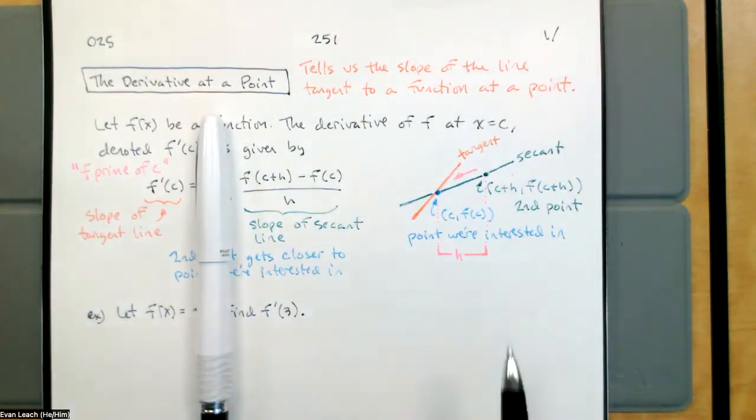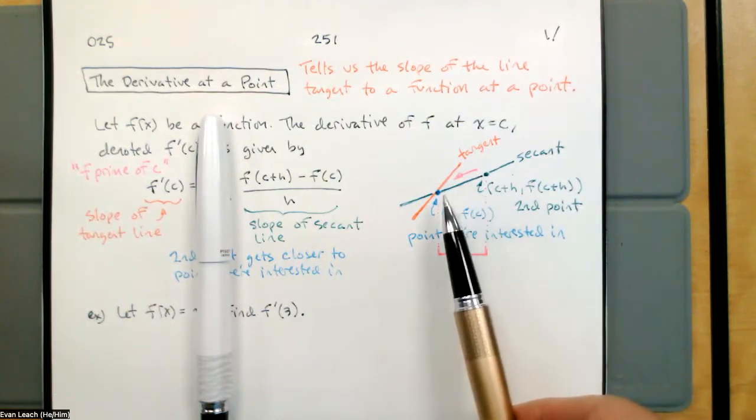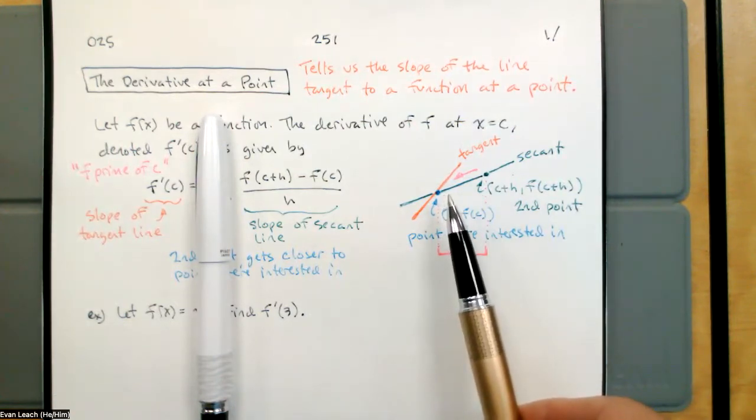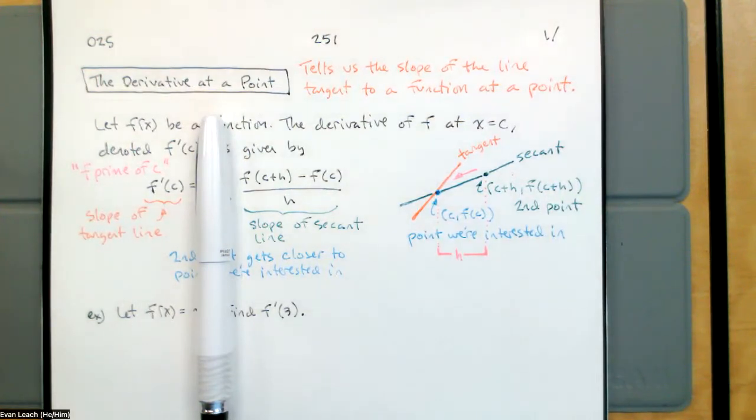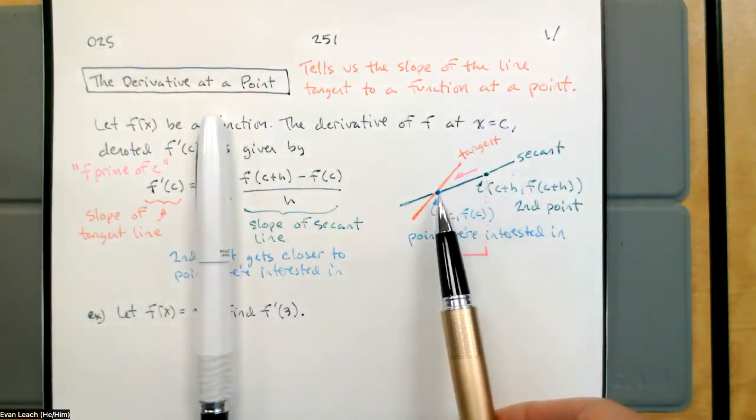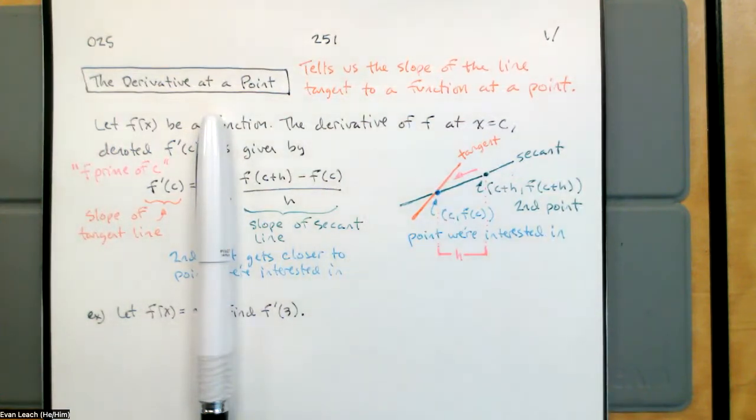Then the idea is to move the second point closer to the point that we're interested in, because we know that that will improve our approximation. Then we have to apply calculus thinking by making this point infinitely close to the point we're interested in. We have to let h approach 0. h is the difference horizontally between the 2 points. That's the second point getting closer to the first point. They're h apart horizontally, and I want them to get closer. So h is approaching 0.